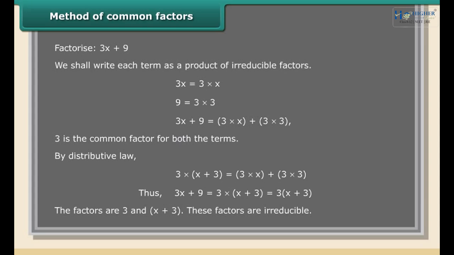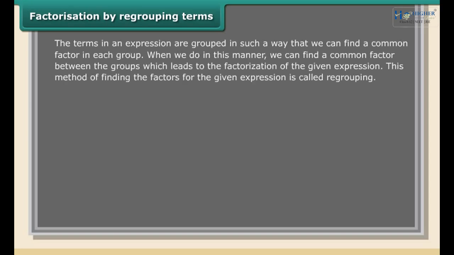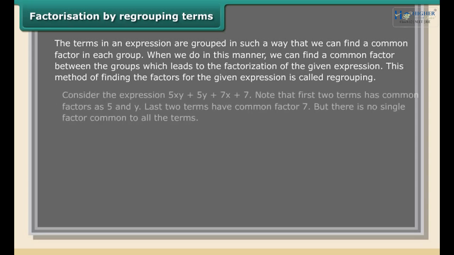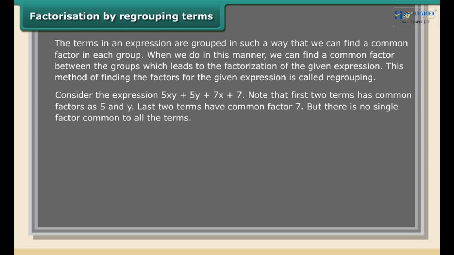These factors are irreducible. Factorization by regrouping terms. The terms in an expression are grouped in such a way that we can find a common factor in each group. When we do in this manner, we can find a common factor between the groups, which leads to the factorization of the given expression. This method of finding the factors for the given expression is called regrouping. Consider the expression 5xy + 5y + 7x + 7. Note that first two terms have common factors 5 and y. Last two terms have common factor 7, but there is no single factor common to all the terms.